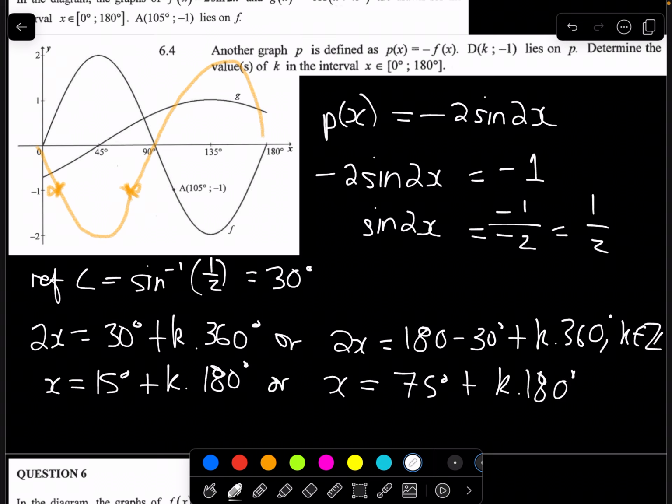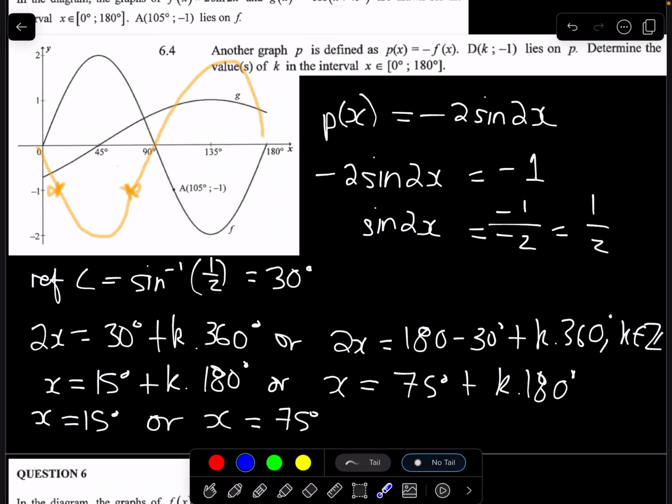And so the question says, what are the values of k? Because we're specifically dealing with the interval 0 to 180, that means that in the first solution, x is 15, or x is 75 in the second solution. Yeah, it wasn't an awful lot of marks, so I don't know if we needed all that heavy lifting, but okay.